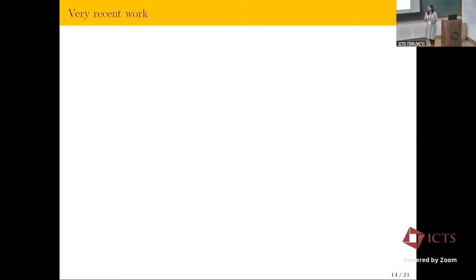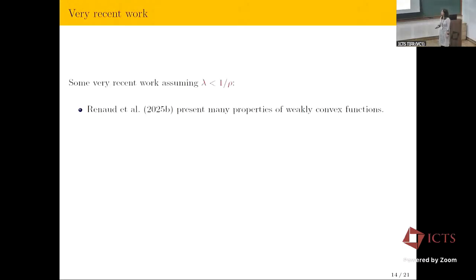Shockingly, after I proposed this project in the last couple of months, I've seen a lot of work that's come out within the last couple of months. So some very, very recent work is the following. When lambda is less than 1 by rho, I found this yesterday night, but I'm happy it's 2025b and it's on arXiv, so it's from November of 2025. It presents many properties of weakly convex functions. So this is great, and we'll go over these with my group today. Some nice set of properties that are neatly presented with proofs that make our life much easier.